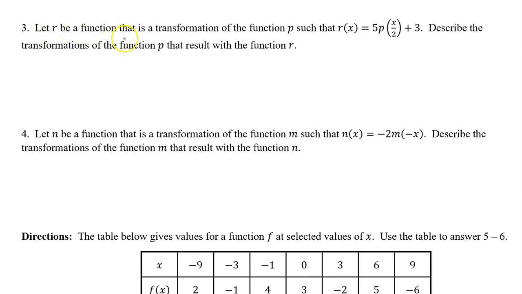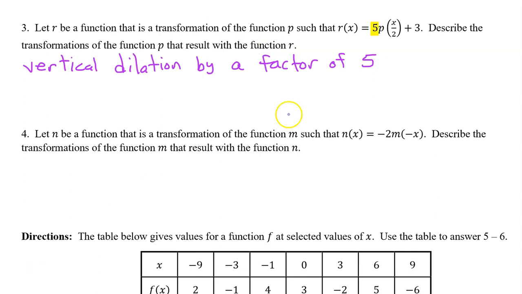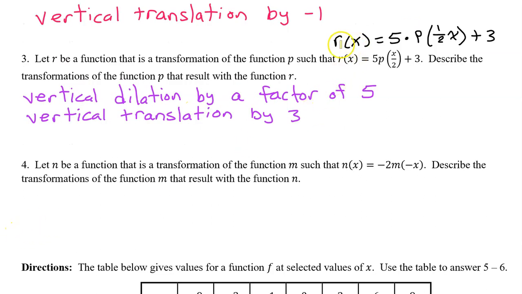Number 3, let r be a function that is a transformation of the function p such that r of x equals 5 times p of x over 2 plus 3. Describe the transformations of the function p that result with the function r. A number in the front is a vertical dilation, so this 5 is a vertical dilation by a factor of 5. A number added or subtracted on the end is a vertical translation, so this plus 3 is a vertical translation by 3. I've rewritten r of x to make it easier to see the transformations.